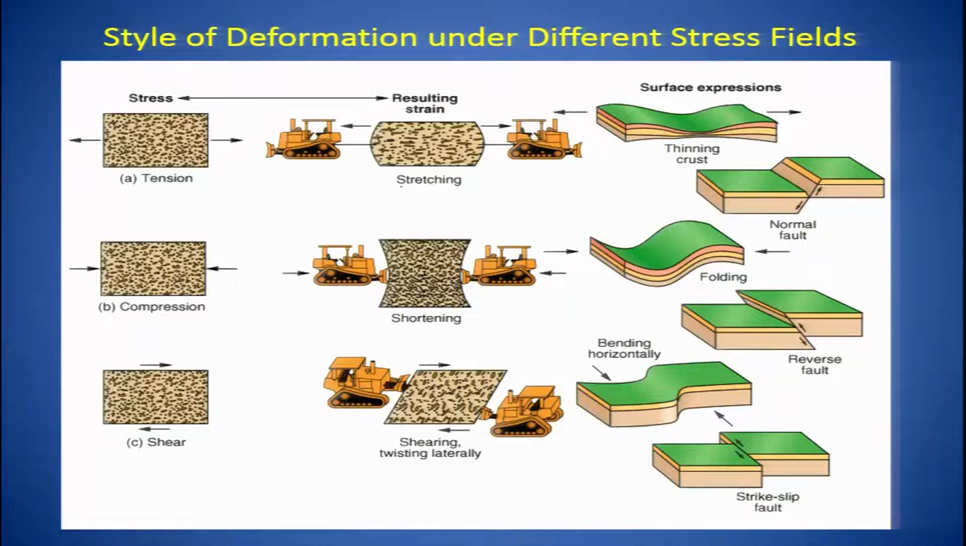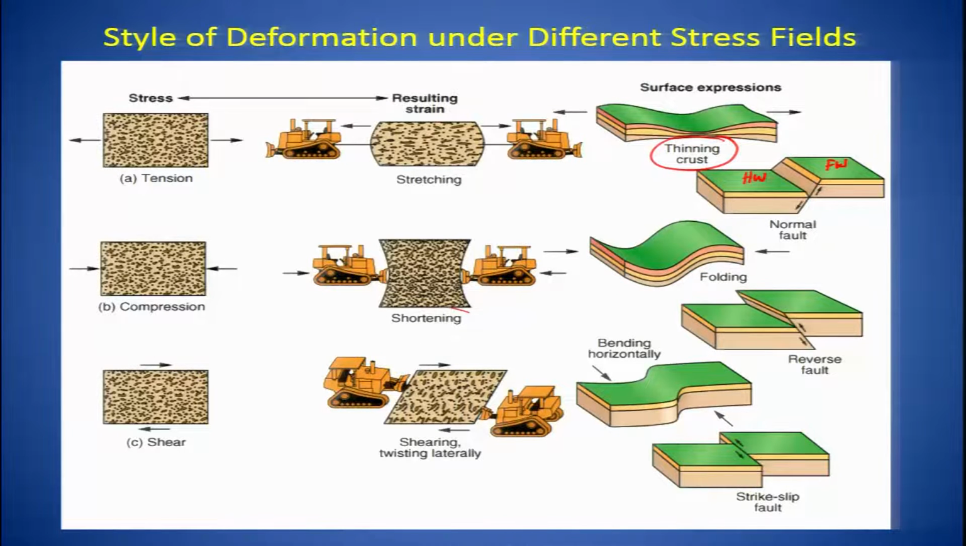So we have stretching, and we see a normal faulting where we have the hanging wall and the foot wall. The foot wall remains stationary, whereas the hanging wall will move down. Now here what will happen is the thinning of the crust will take place. The second is the shortening.